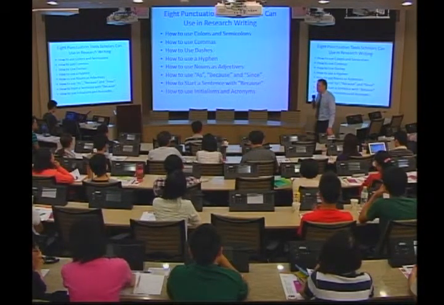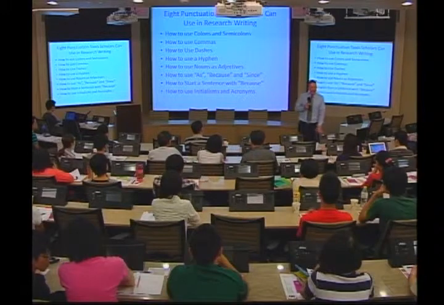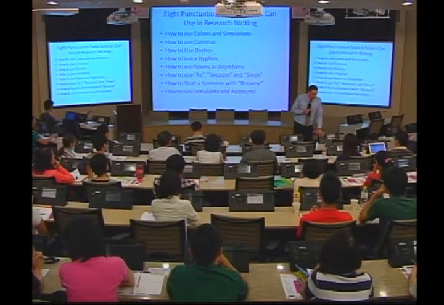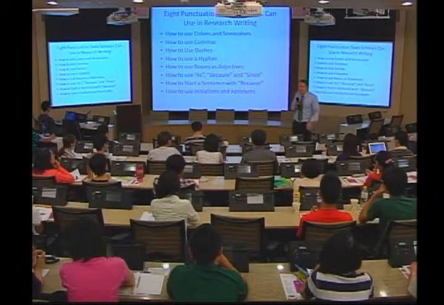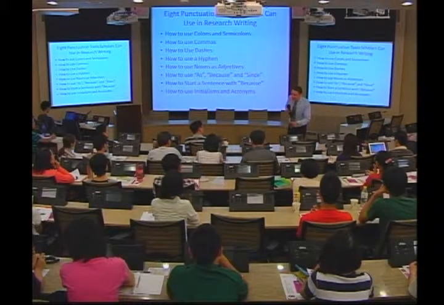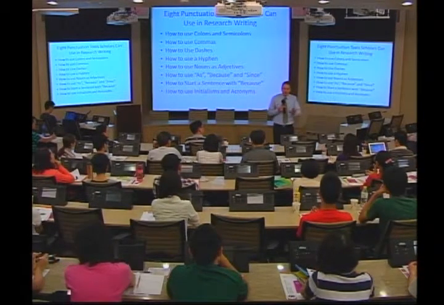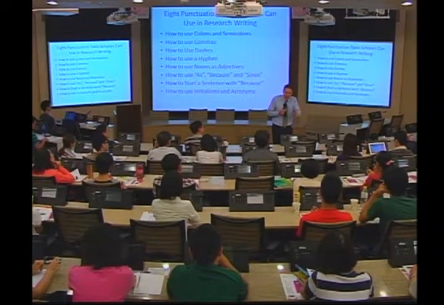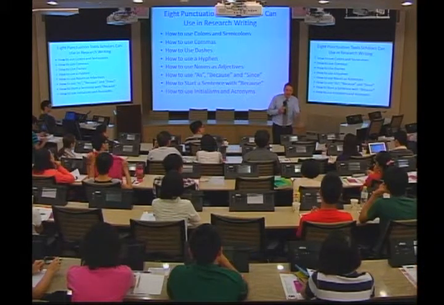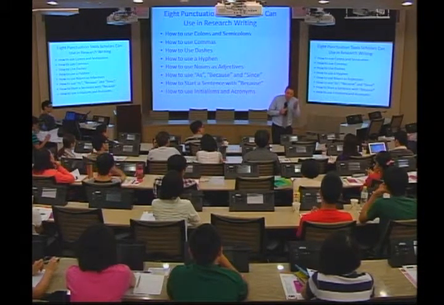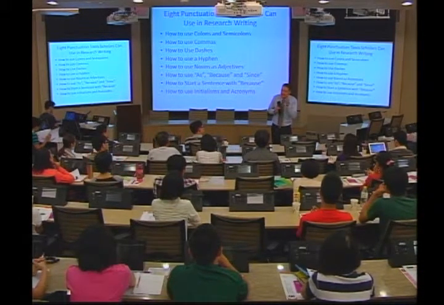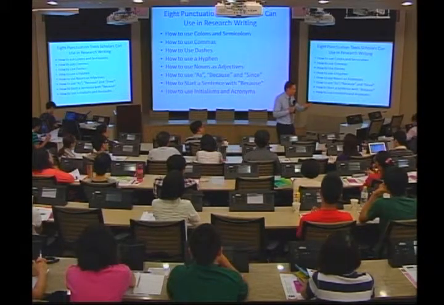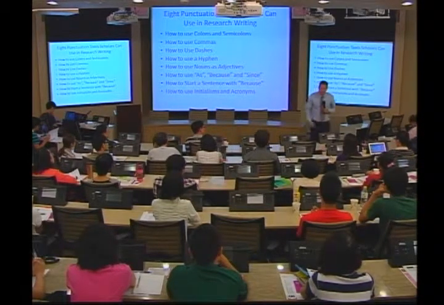Finally, how to use initialisms and acronyms in your writing. Most technical papers do have some kind of abbreviations in them, and often we use them wrongly. The key to using them right is distinguishing between the two kinds of abbreviations. One is called an initialism, and one is called an acronym. They are not the same, and we will treat them differently grammatically. And I'm going to give you examples of that too in our time together.